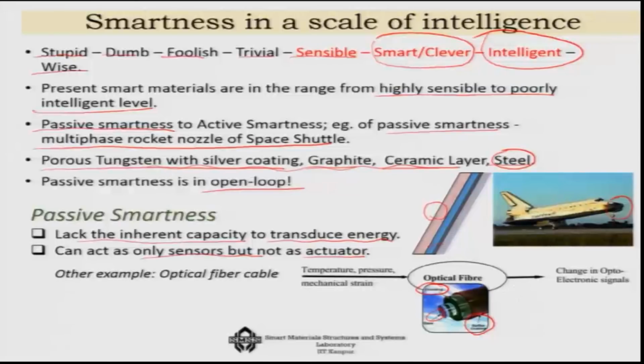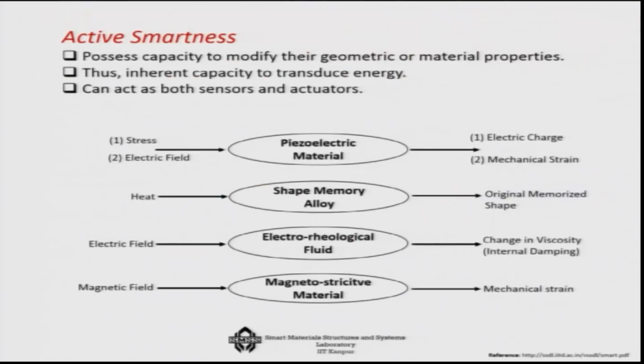So, this is the smartness in the scale of intelligence that we are looking for: can we make it more adaptive, like an active smartness? When we talk about active smartness, we talk about a material which has the capacity to modify either its geometry or its material property. And as I told you earlier, it must have the inherent capacity to transduce energy. If you get these properties, then you can design it in a manner that it can act both as a sensor as well as an actuator.